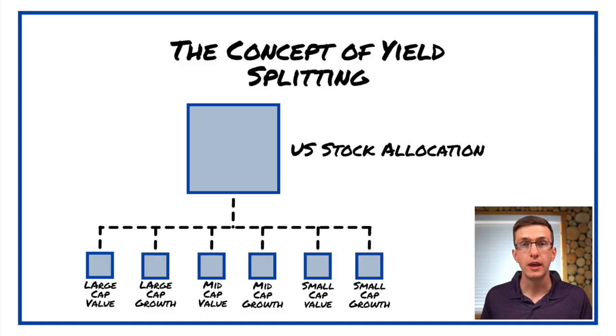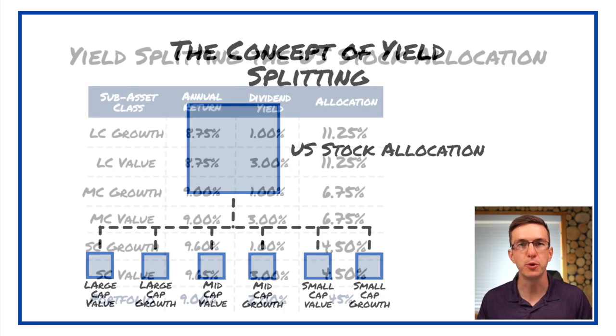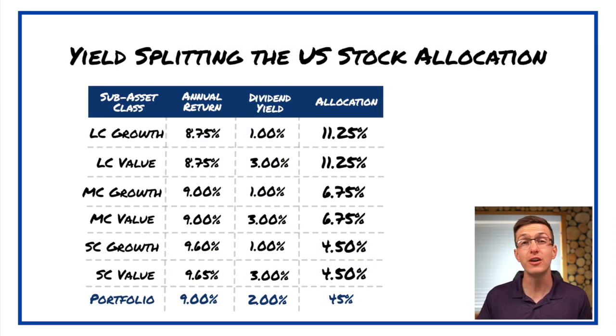Now this same idea applies to that 3-fund portfolio. If we break that 3-fund portfolio up into smaller components, we will gain additional opportunities to asset locate. This is something called yield splitting. For instance, let's break down that US stock allocation further into large cap value and large cap growth, mid cap value and mid cap growth, small cap value and small cap growth. For illustrative purposes, you can see the variations in the returns as well as the dividend yields that we're using for each sub-asset class. You'll notice that growth-based asset classes have a much smaller dividend yield than value-based asset classes.